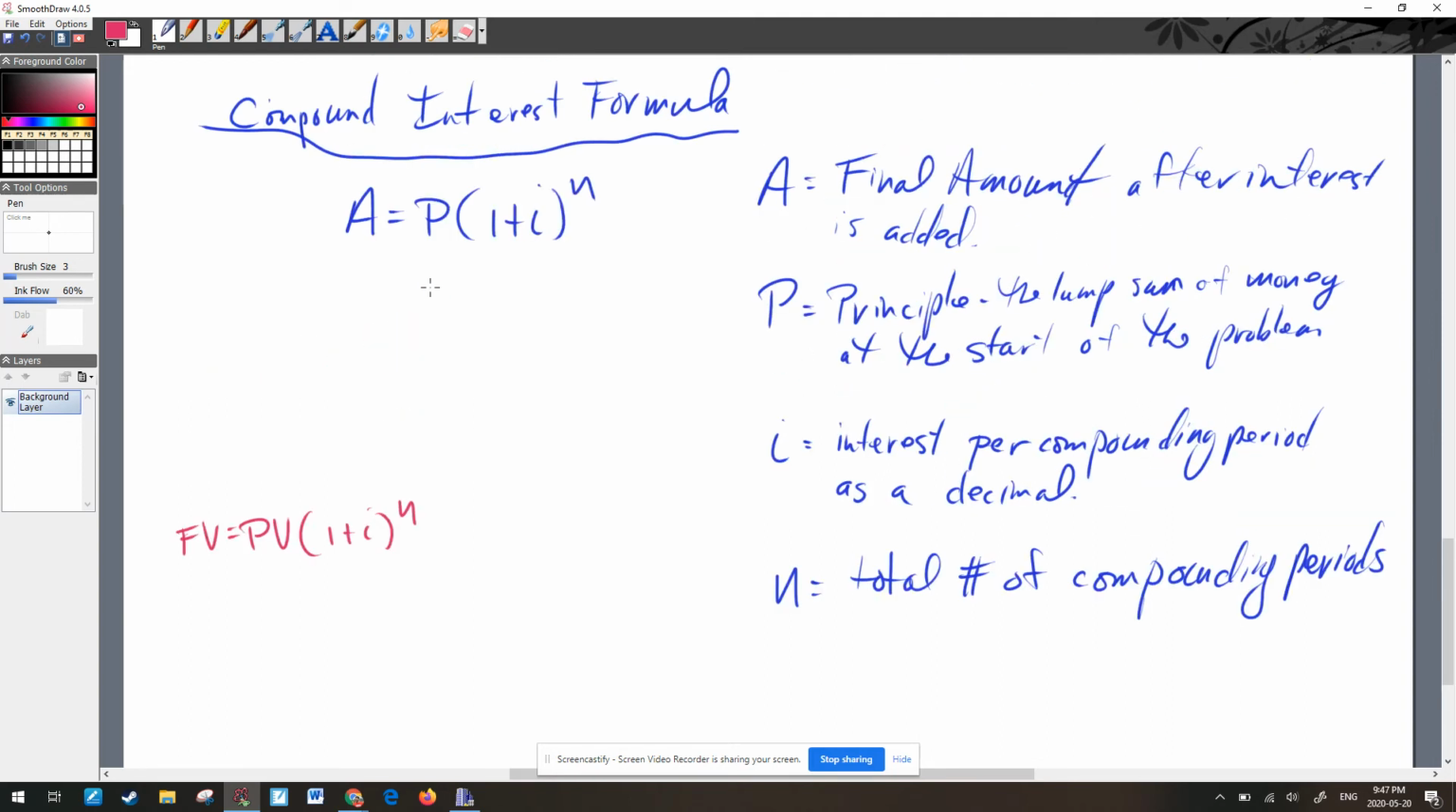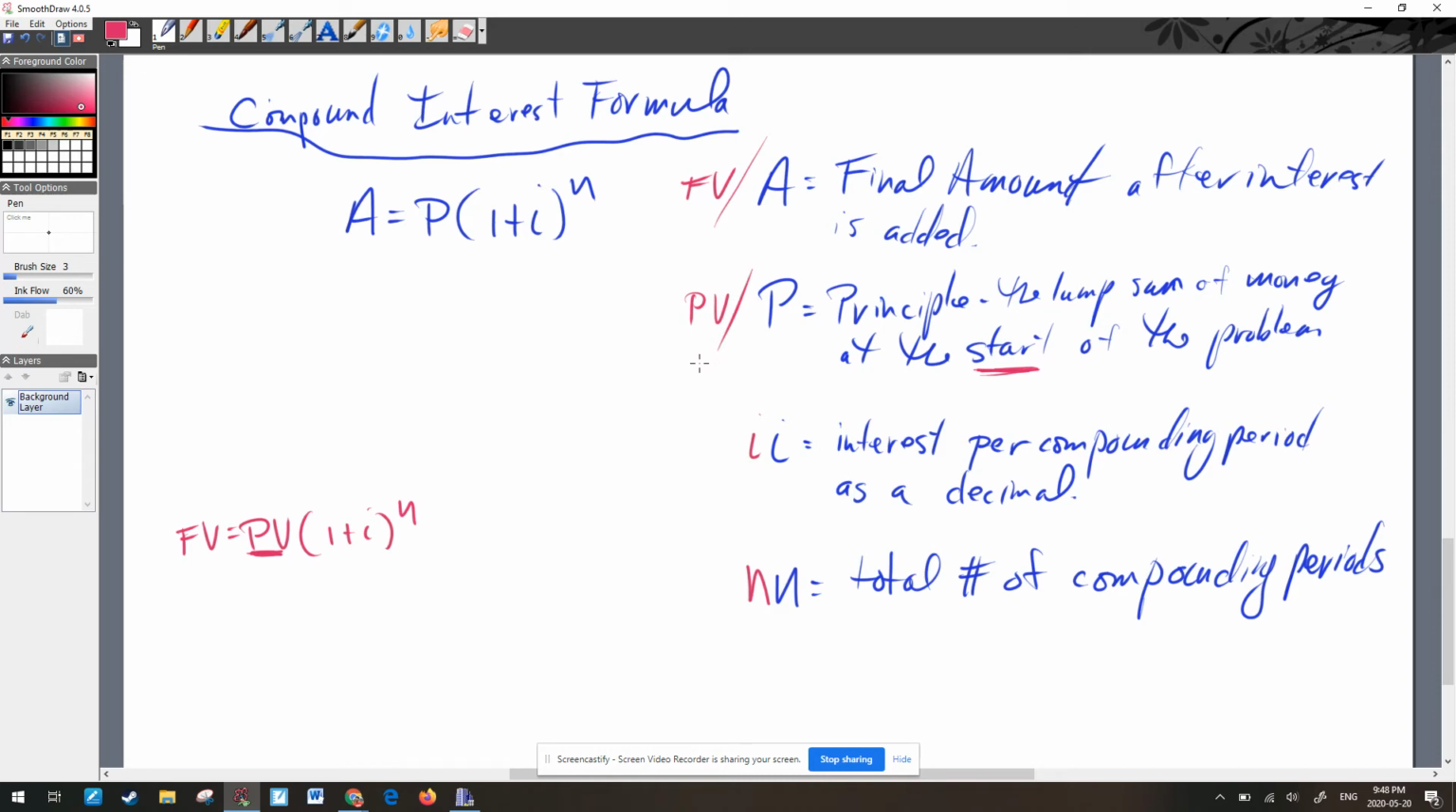Now, look, symmetrically, they're very, very similar. We've got the 1 plus I to the n, 1 plus I to the n. The I and the n mean the exact same thing. So I'm going to put that here and that here. They are the exact same thing. Future value, final amount, it's the same thing. So future value is the same thing as A. And principal is the lump sum of money at the start of the problem. So present value means sort of the start of the problem as well.